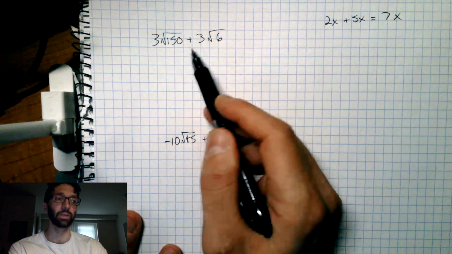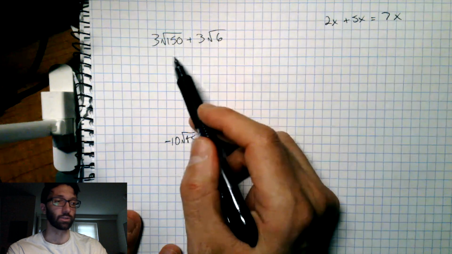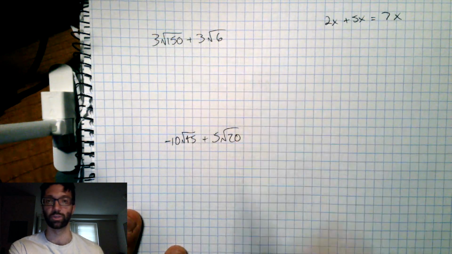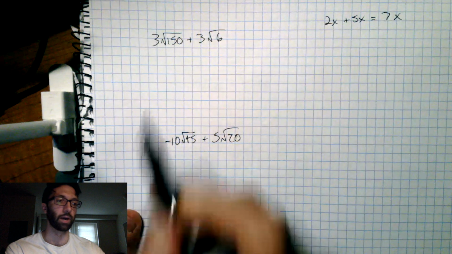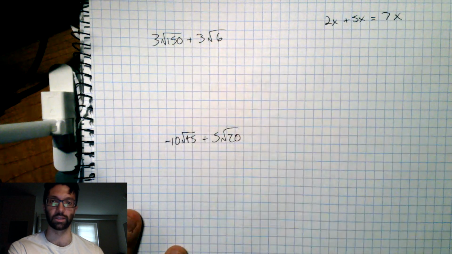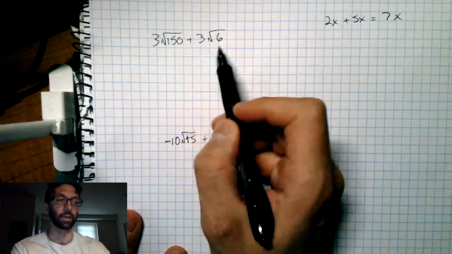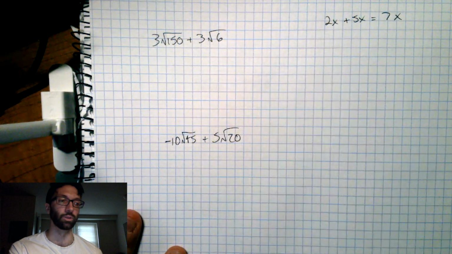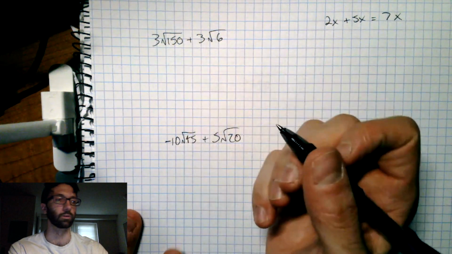So the problem is these radicals don't match. This root 150 does not match the root 6, and so we can't combine, we can't add these coefficients together yet. So the goal is going to be to get these radicals to match, and how do we do that? Well, we simplify the radical.